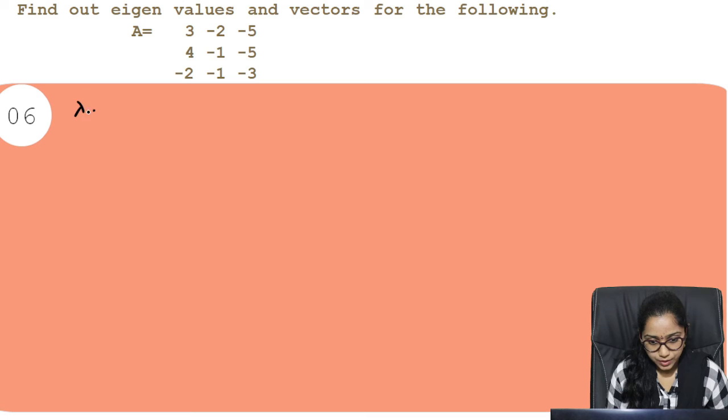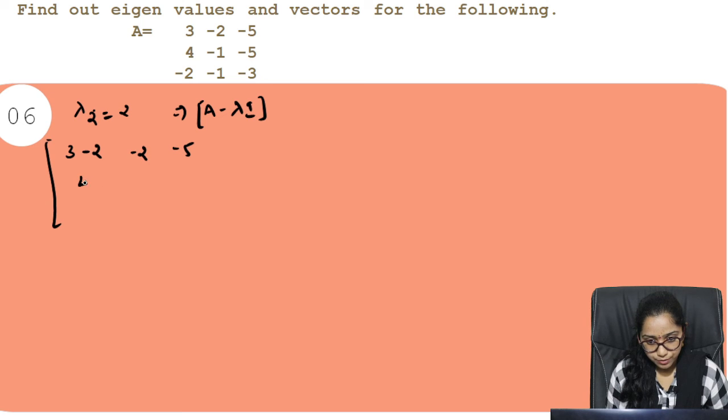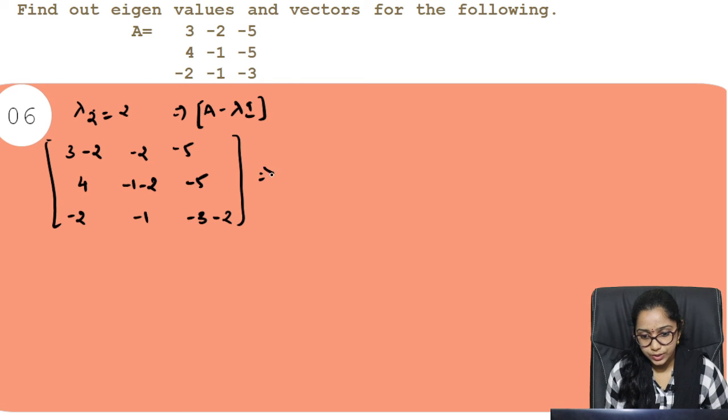Let's see. Lambda is equal to 2. Now substituting this in the equation of A minus lambda I gives you 3 minus 2, minus 2, minus 5; 4, minus 1 minus 2, minus 5; minus 2, minus 1, minus 3 minus 2. So the resultant value will be 1, minus 2, minus 5; 4, minus 3, minus 5; then minus 2, minus 1 and then minus 5.